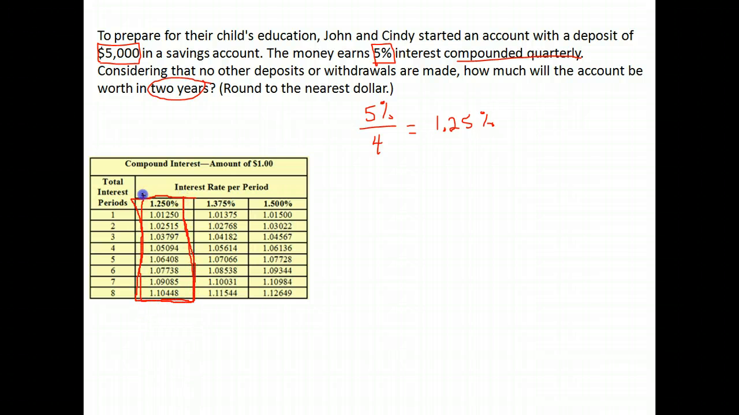Next, we want to figure out how many periods we're going through. We need to figure out where to be here. So we look and we see how long it was in. It was in for 2 years, and it was compounded quarterly. So that's 4 times a year times 2 years. That would be 8 periods. It would be compounded 8 times in 2 years. So we are looking down here at 8 times. We look where those two intersect, and we get this number here.